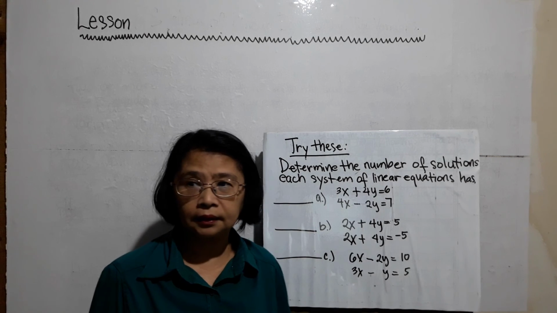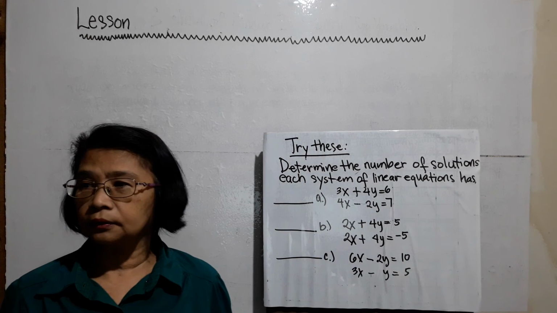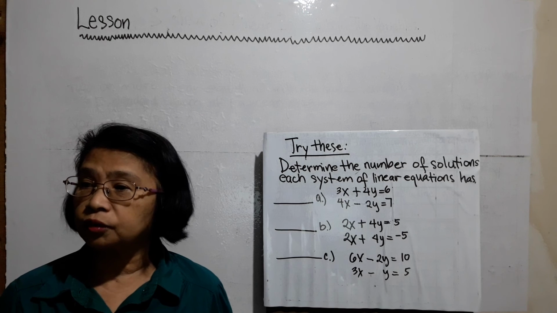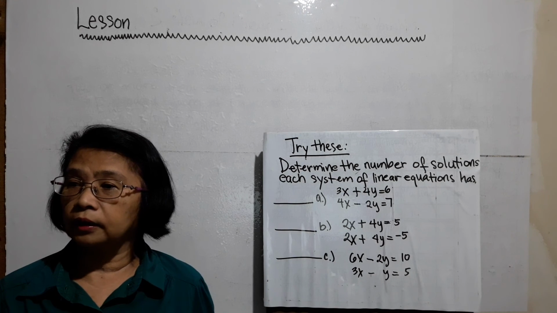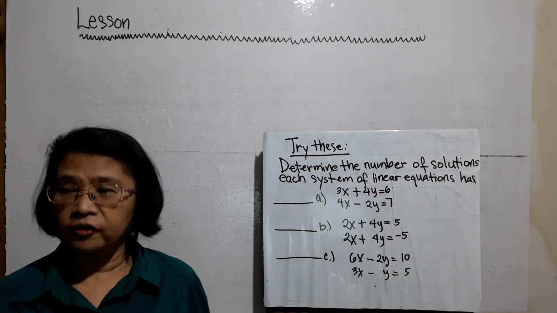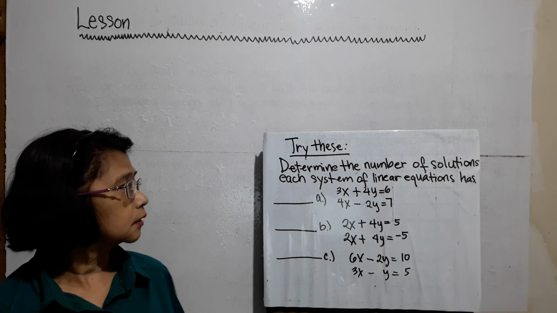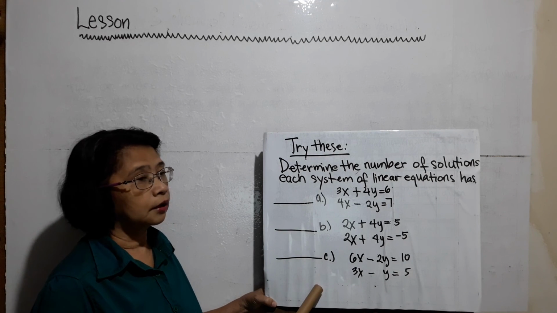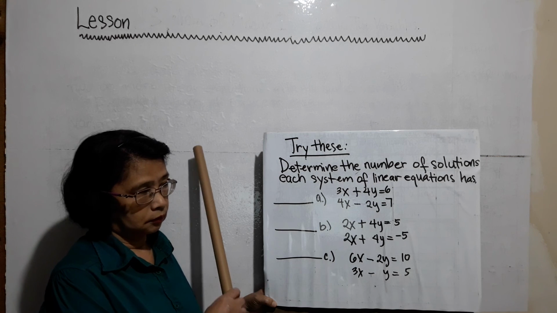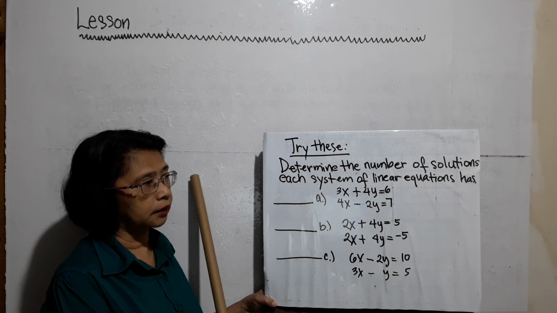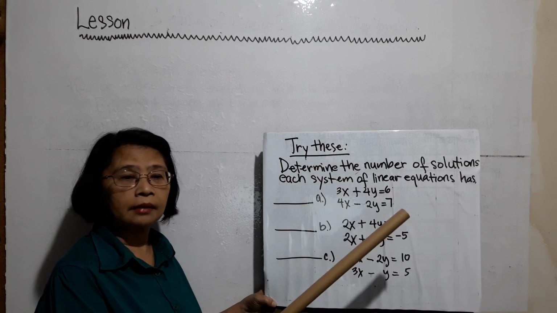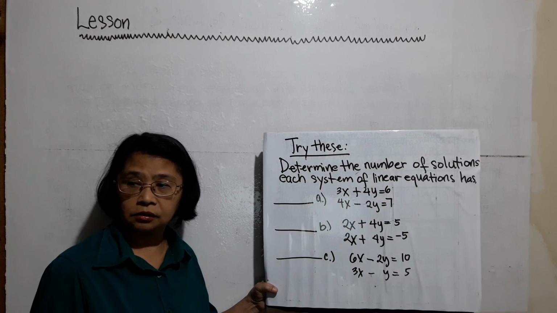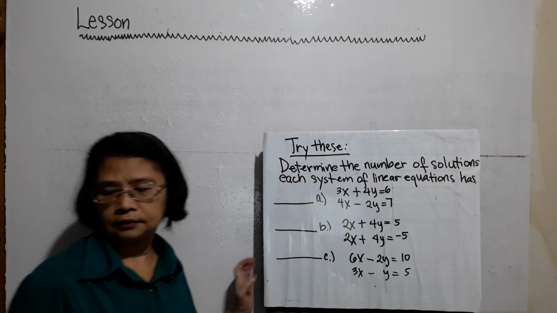Did you copy completely? Any questions with the examples, especially the one on determining the number of solutions of a system of linear equations? Okay, if there are none, this time you can try this. Copy and answer, then follow the pattern and the examples on determining the number of solutions of a given system of linear equations. Okay? Do it now.